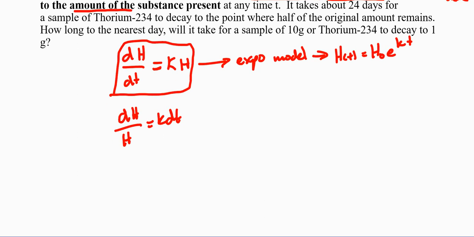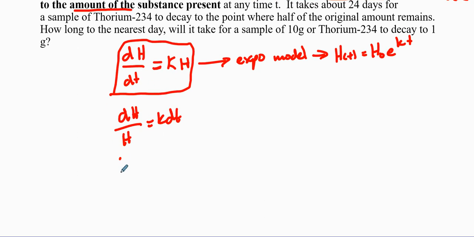Going through this, if you notice this differential equation, you can go a little bit faster, but I'm just going to go through it here. We get natural log of H equals KT plus C. Now let's find out what we have here.